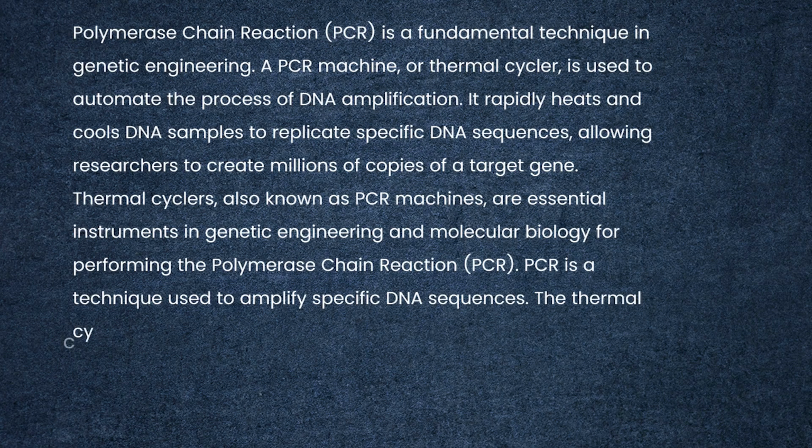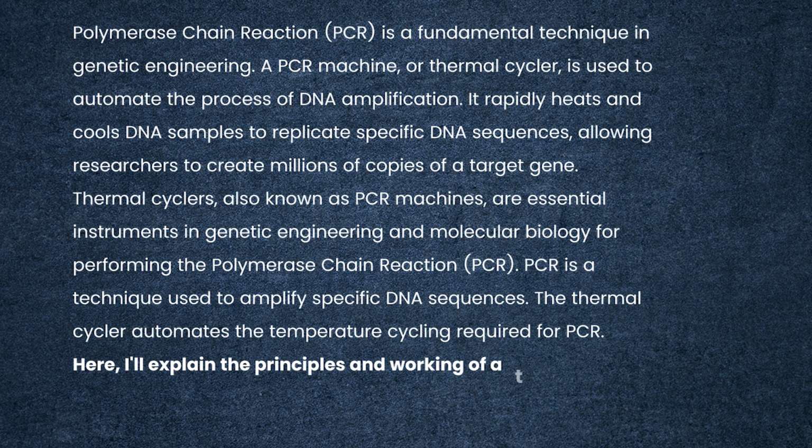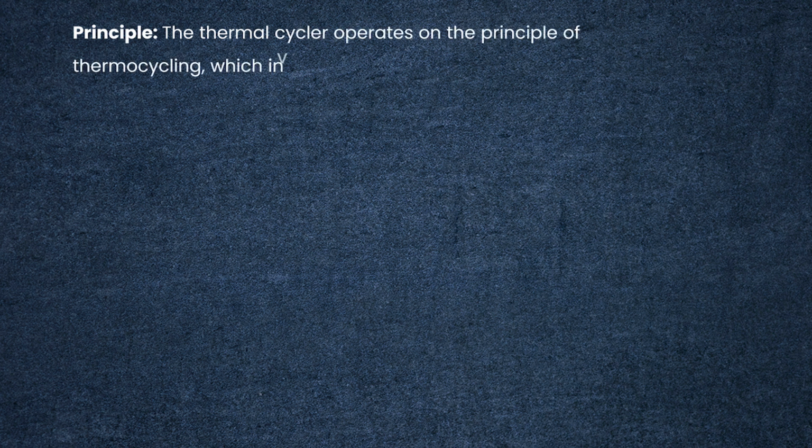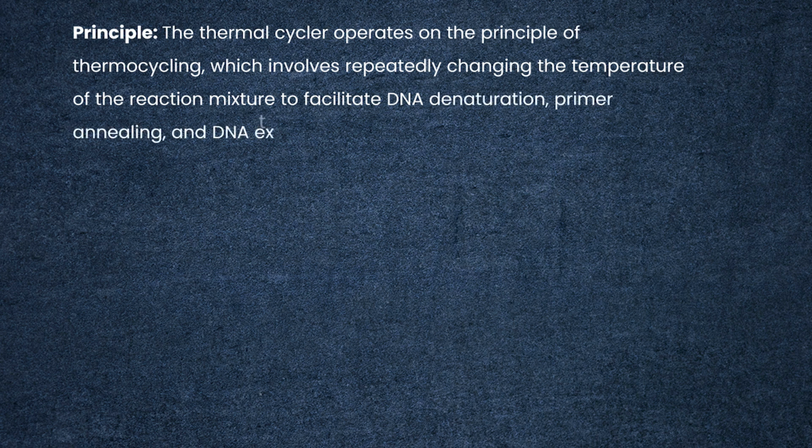The thermal cycler automates the temperature cycling required for PCR. Here I will explain the principles and working of a thermal cycler in detail. Starting with the principle on which the thermal cycler or the PCR machine works: it operates on the principle of thermocycling, which involves repeatedly changing the temperature of the reaction mixture to facilitate DNA denaturation, primer annealing and DNA extension.